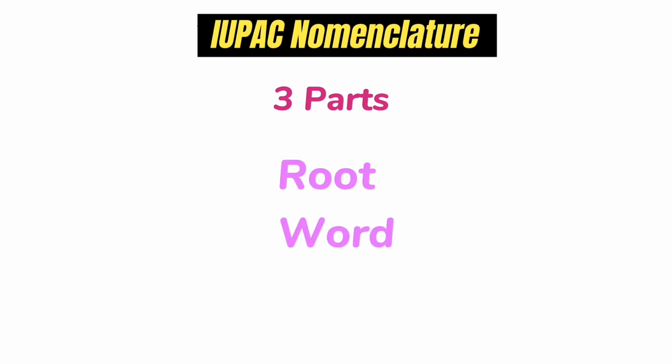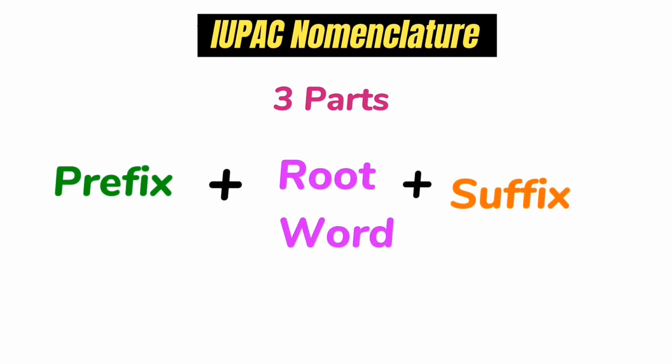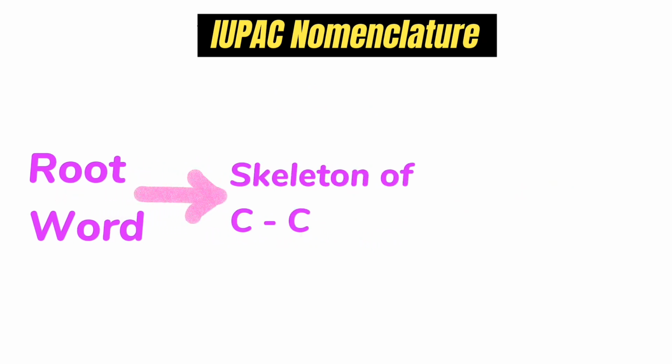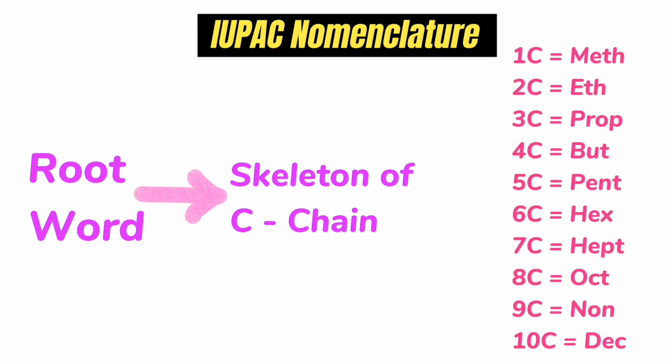IUPAC Nomenclature. An organic compound essentially has three parts: root word, prefix and suffix. First, understand the root word. It is the basic name which describes the skeleton of the carbon chain. For example, for one carbon, the root word is meth. For two carbons, the root word is eth.